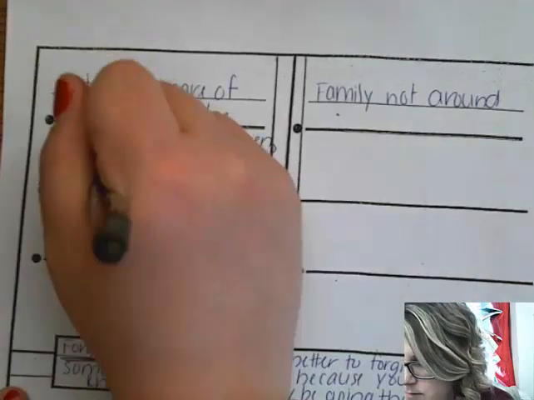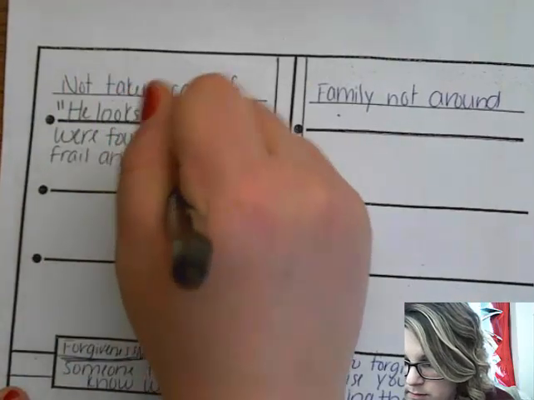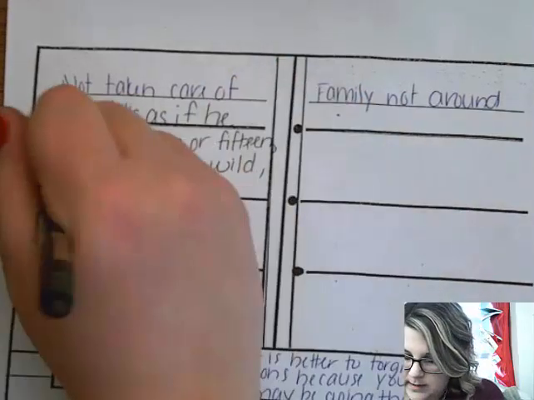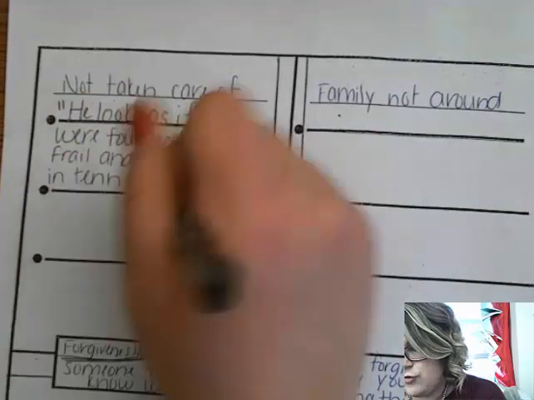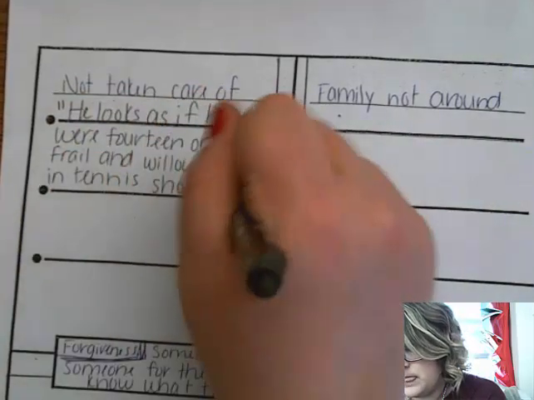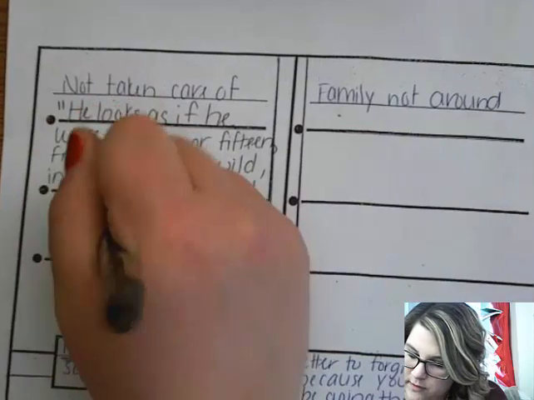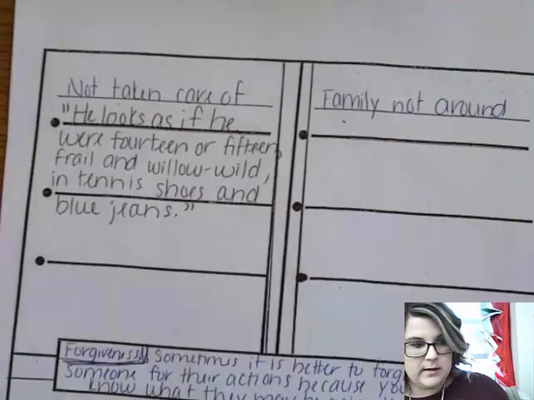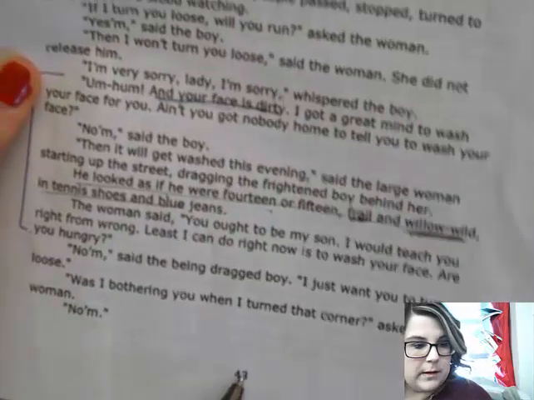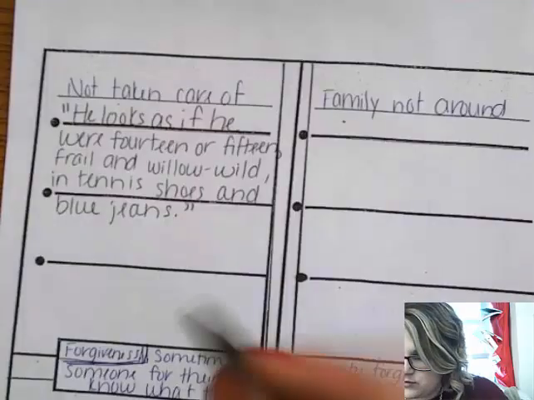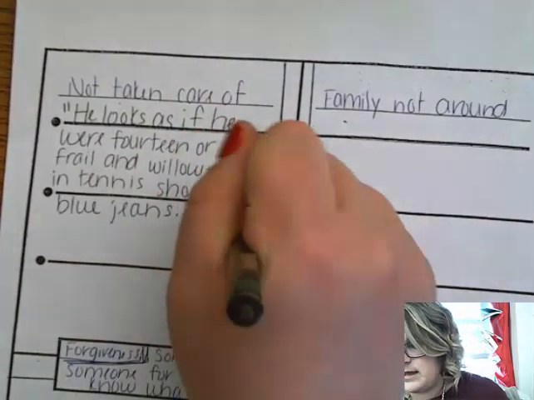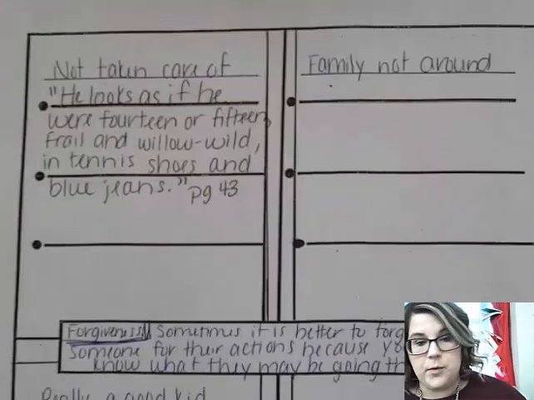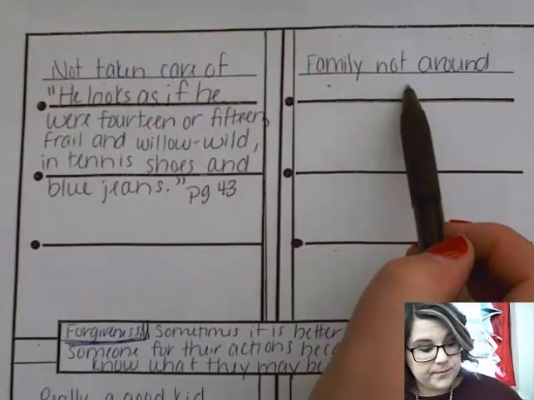Frail and willow wild in tennis shoes and blue jeans, period, quote. And I also want to write that I found this quote on page 43. So I'm just going to write page 43 because later when I write my essay, I'll be able to reference that. Let me search for one that proves his family is not around.